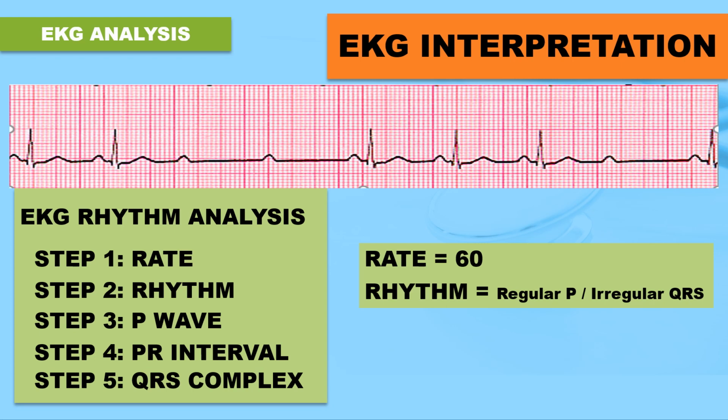In step 3, our P waves, we have too many. There are more P waves than QRSs, but we do have P waves. They are upright.